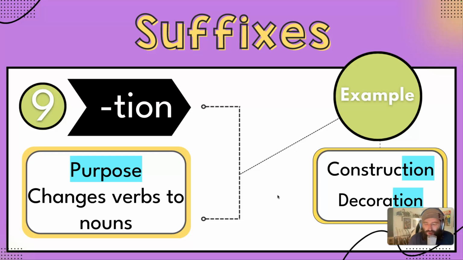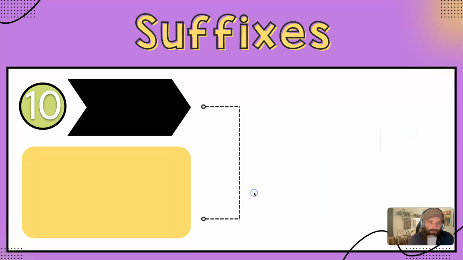This is where it gets tricky though, because sometimes we don't always know that they're verbs. So it's just a good rule of thumb to think of, okay, if I see tion on a word, most likely it is a noun, and probably at one time it was a verb.